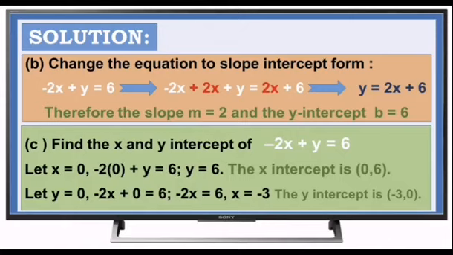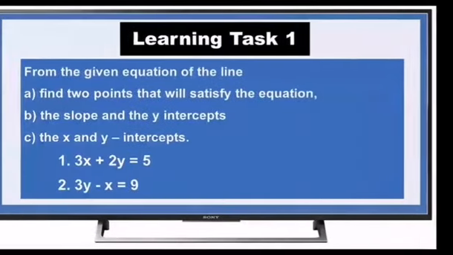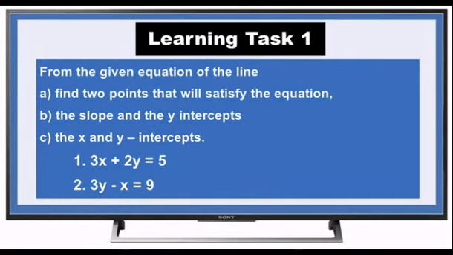Just remember that the x-intercept is the value of x when y is 0, and the y-intercept is the value of y when x is 0. I believe you are now ready to answer learning task number 1 for practice. Simply solve for what are asked for in the task given the two equations here, just like what I've shown you a while ago. You may write your solution in your math notebook.